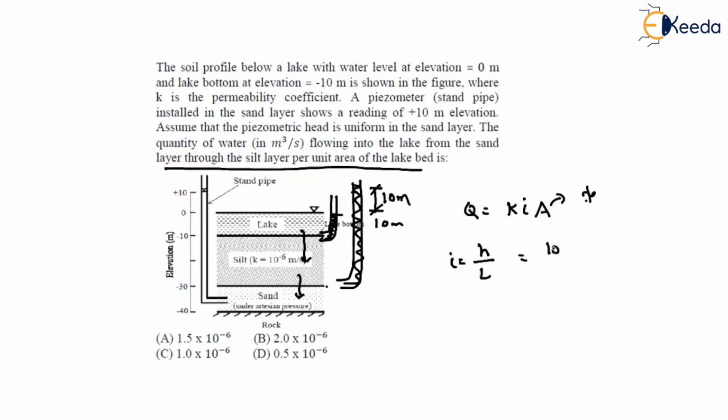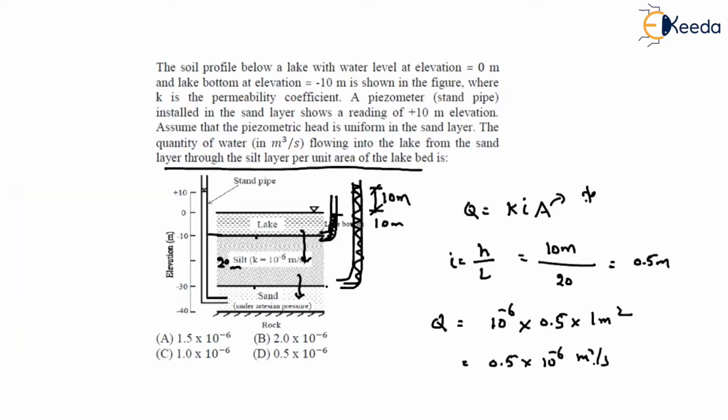So that will be equal to 10 meters divided by, what is the length of the specimen? From here to here, what is the length of the specimen? Top is minus 10, bottom is minus 30. So what is the length? It is nothing but 20 meters. So 10 divided by 20 will be equal to 0.5. Then what about the discharge Q? K is given as how much? 10 power minus 6, into I value 0.5, into let us consider A as 1 meter square. That's it. Then what is the answer? 0.5 into 10 to the power of minus 6 meter cube per second. What is the correct option?